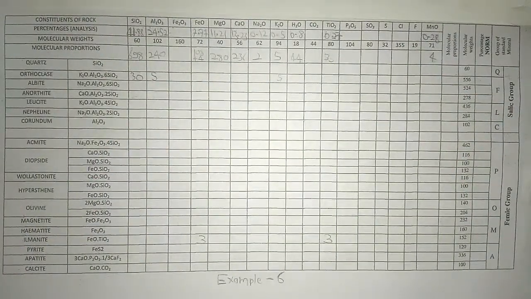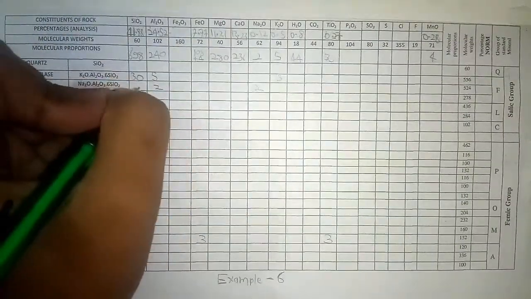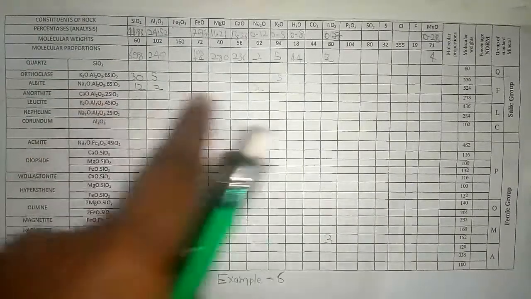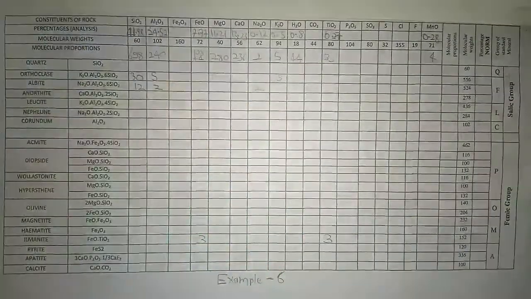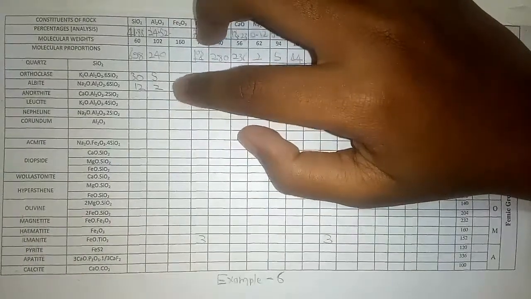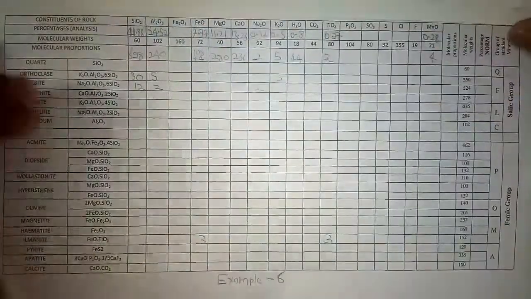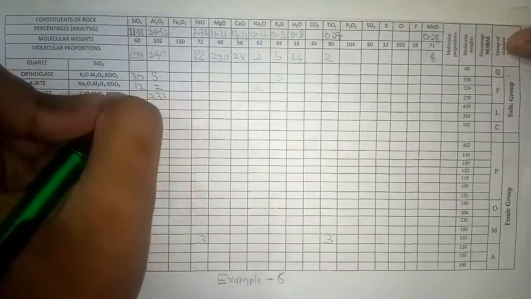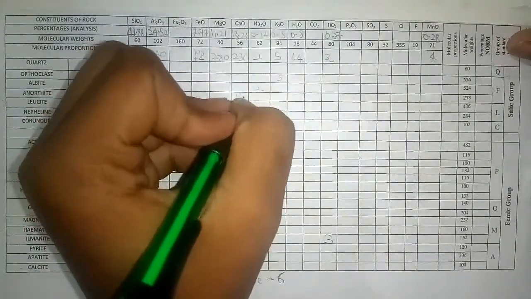Then Na2O. How much Na2O do we have? We have 2. So 2, 2, and 6 times 2 is 12. Then anorthite. How much CaO do we have? We have 236, but we have only 240 Al2O3, and out of that we have used 7. So left is 233. So we will make 233 here, which equals 466, and here also 233.